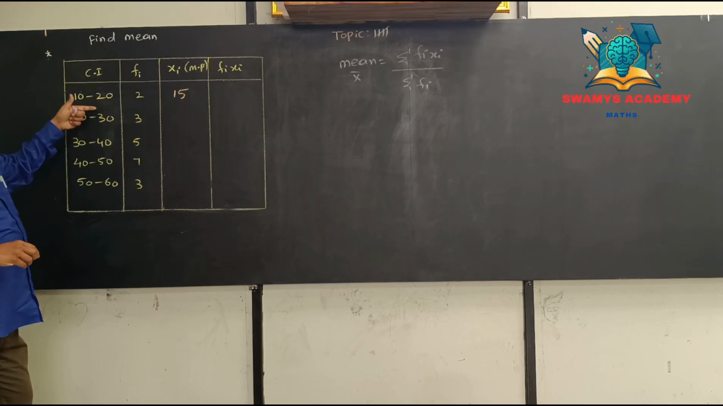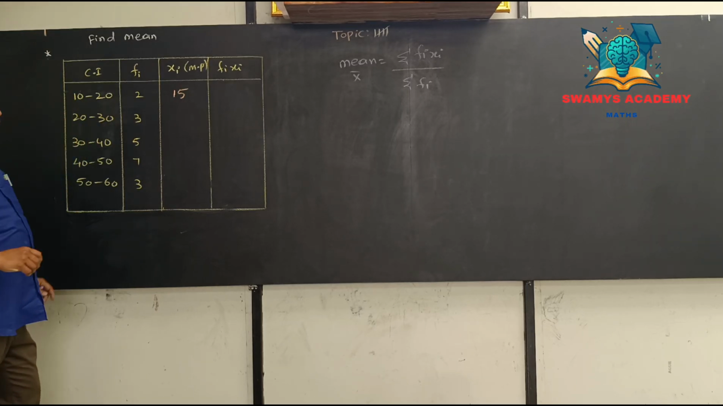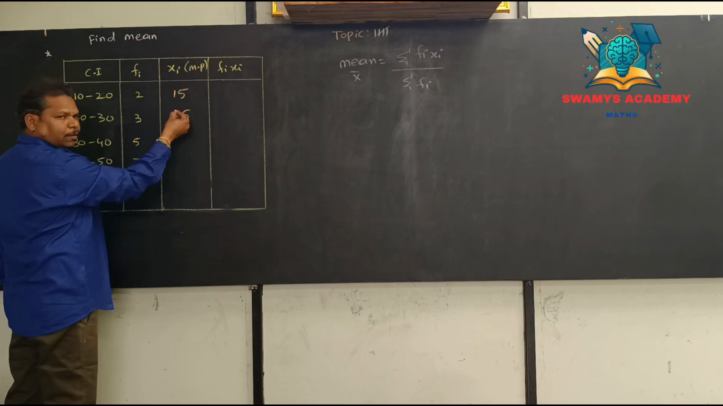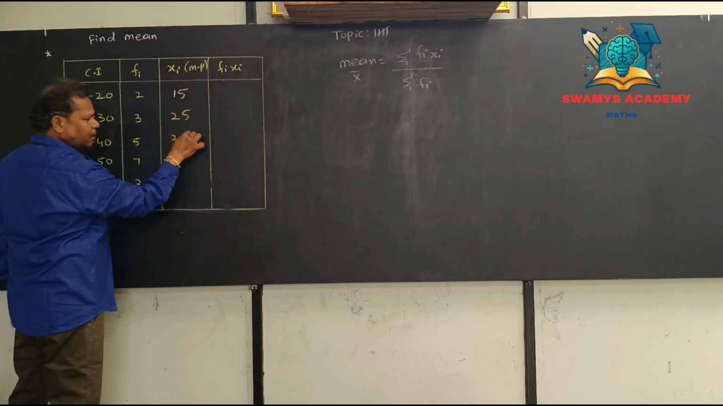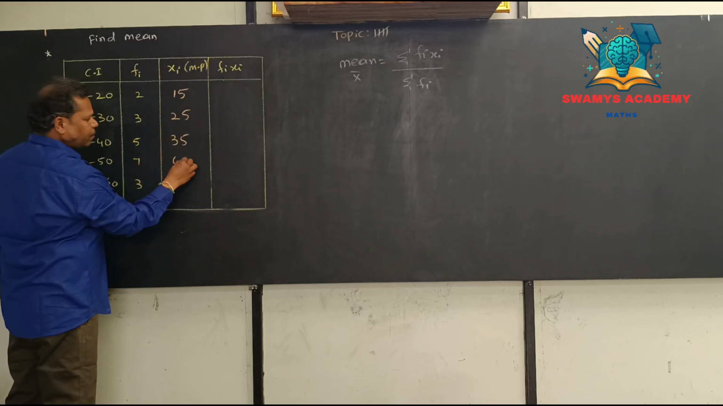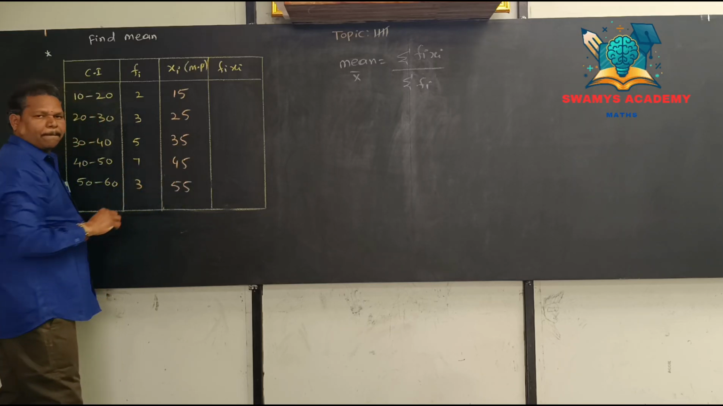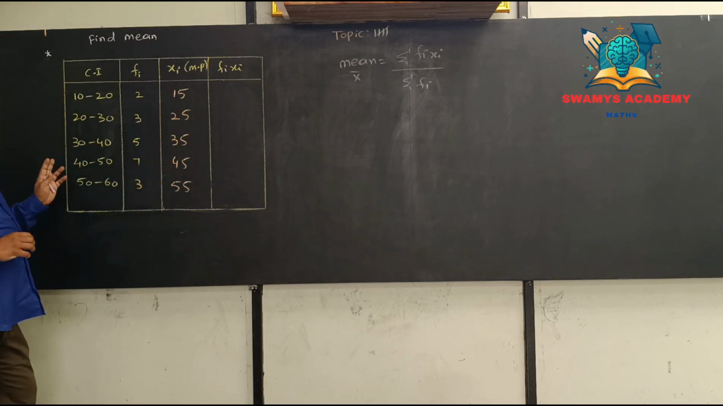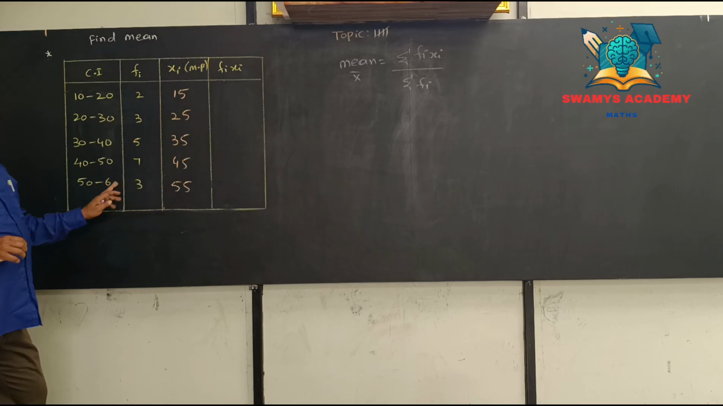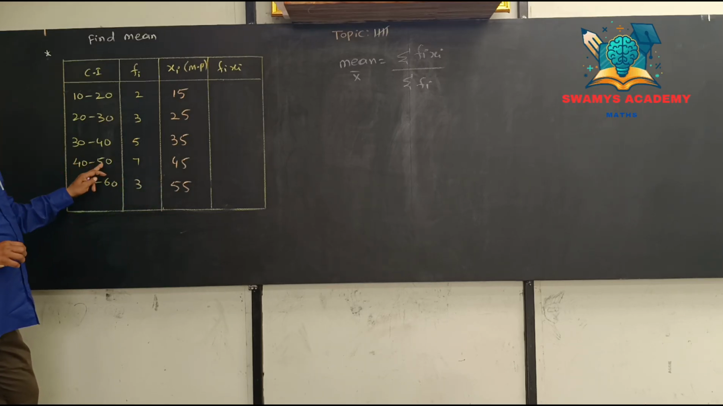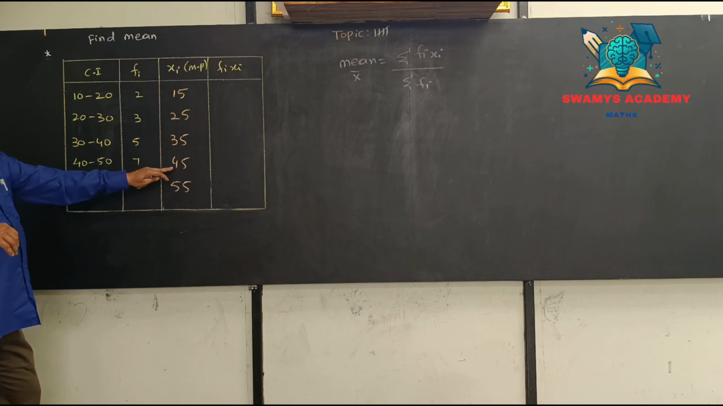And the difference is 10, so we can add 10. 15 plus 10 becomes 25. 25 plus 10 becomes 35. 35 plus 10 becomes 45. 45 plus 10 becomes 55. Simple. Or else we can take 50 plus 60, half: 110 half becomes 55. 40 plus 50 is 90, 90 by 2 becomes 45. However you want to do it.